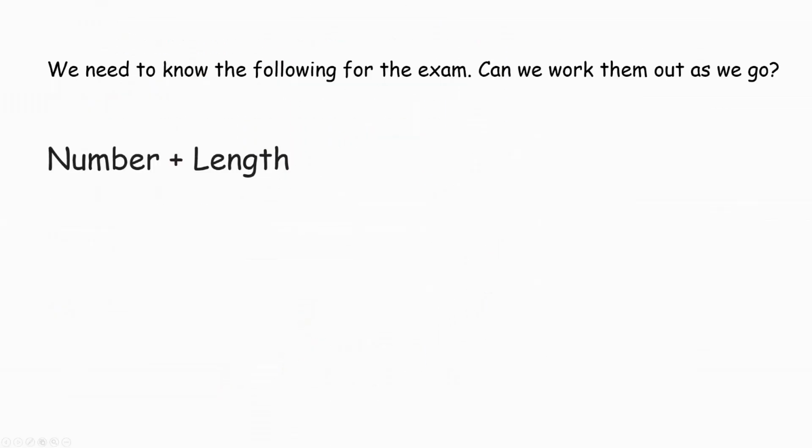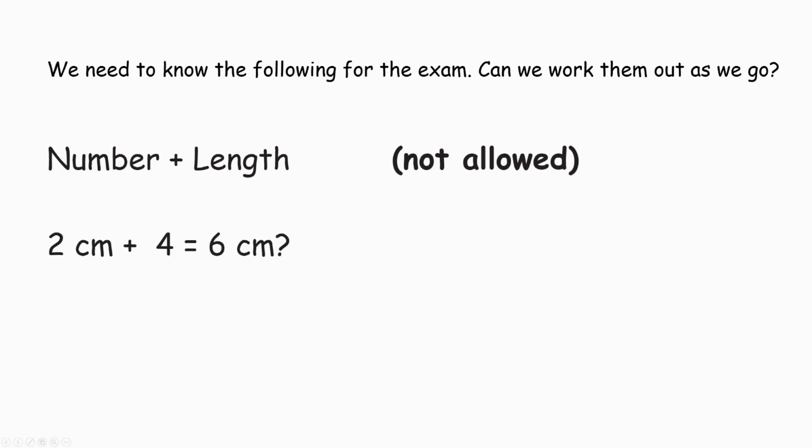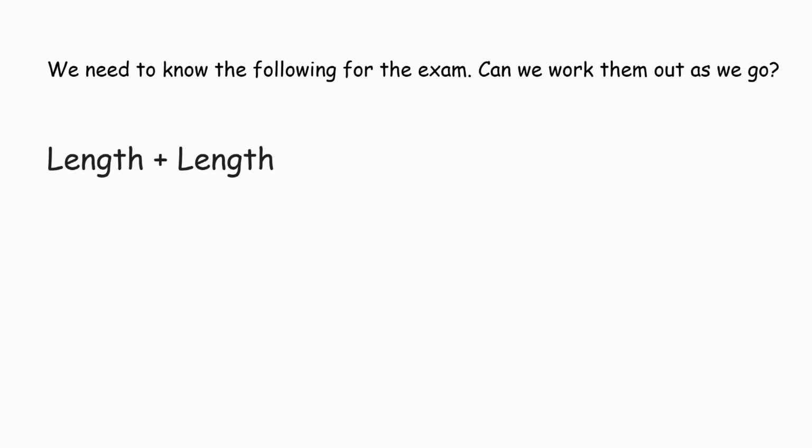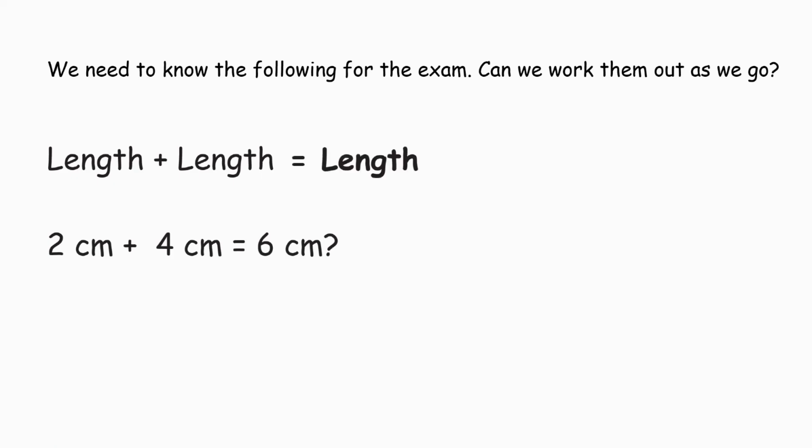Let's summarize what we've learned. So we need to know these for the exam. If I have a number plus a length, that isn't allowed. Think of 2 centimeters plus 4. Is that going to be 6 centimeters? No, it's not allowed because the units are different. There's one unit here, and there's one thing which is not measured with units. A length plus a length does make sense. It's just going to be a bigger length.